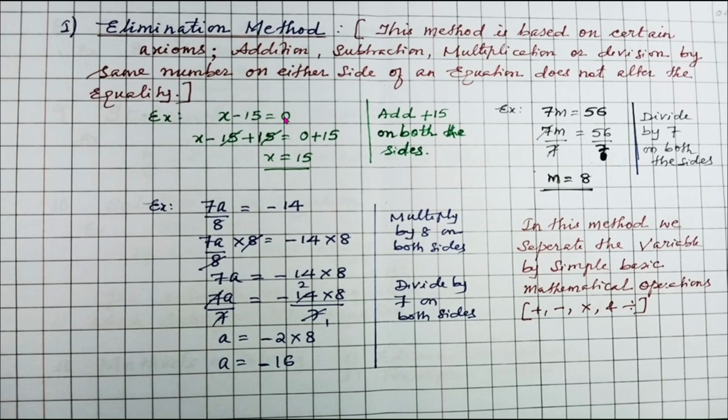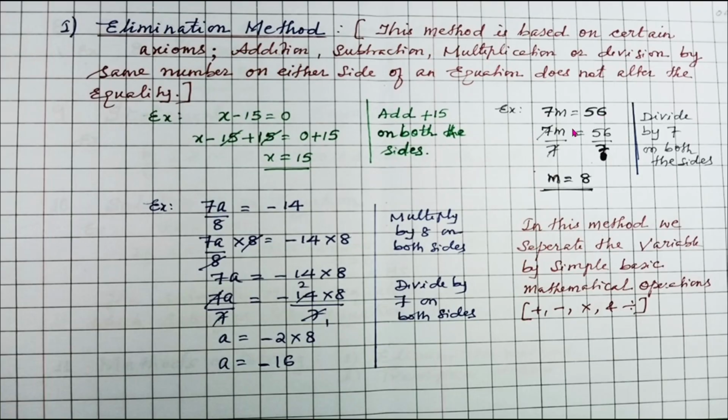x minus 15 equal to 0. Now I want to eliminate 15 here, so I have to add 15 on LHS. At the same time I have to add 15 on the RHS, so the equation does not change. Minus 15 plus 15 is cancelled, 0 plus 15 is 15, so the value of x is 15. So x equal to 15 is the solution of this equation. Remember that.